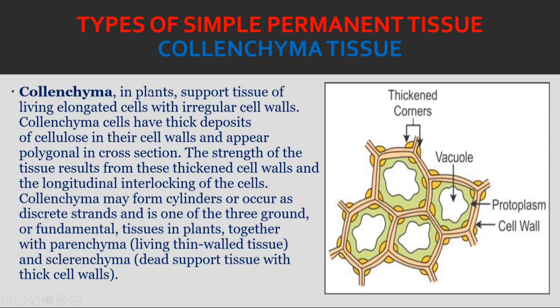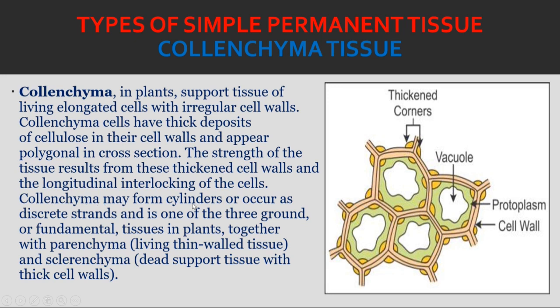Now collenchyma in plants is a support tissue of living elongated cells with irregular cell walls. They have irregular cell walls, meaning they are not regular in nature, and they have living elongated cells. Collenchyma has a thick deposition of cellulose in its cell walls and appears polygonal in cross section. The strength of the tissue results from these thickened cell walls and the longitudinal interlocking of the cells.